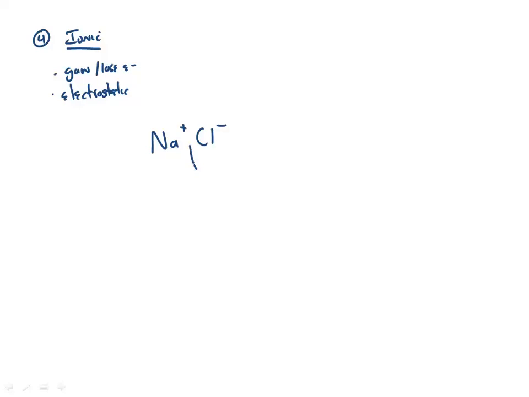One last one, and see, we already know number 4. That's simply ionic, meaning you gain or lose electrons. It means that it's electrostatic. And the classic example of that is simply sodium chloride. The IMF between that is essentially also what we call a bond for ionic molecules.